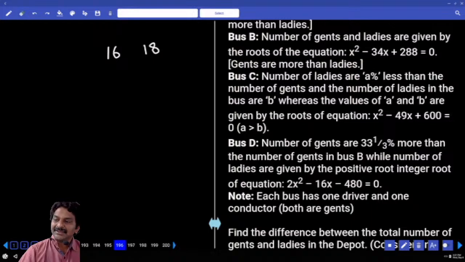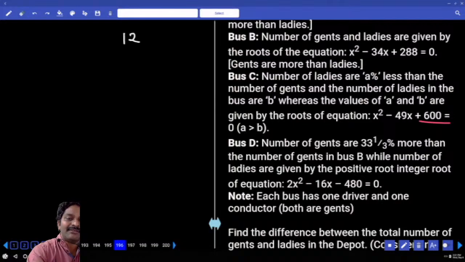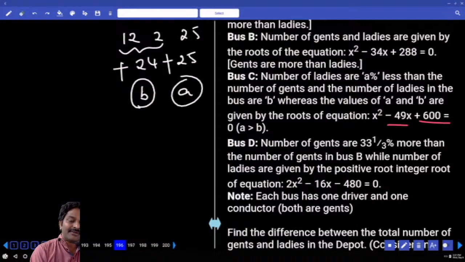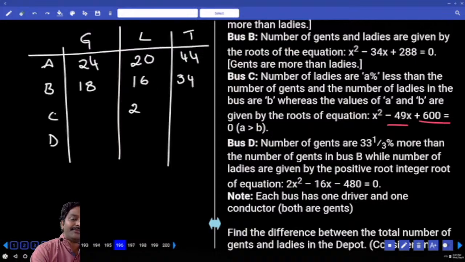Now come on, 600, that's what we need to write. So can we write 600 as 12 into 50? Again, can I write 50 as 2 into 25? Product of these two numbers is 24 and the other one 25. We have minus 49. So combination is minus 24 minus 25. Then factors are plus 24 plus 25. How much is B value then? 24. How much is A value? 25. So there are 24 females here, which are A percentage less than gents, they said.